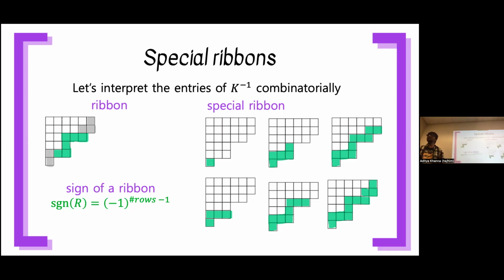So to each special ribbon, I can associate a sign. And a sign is basically you look at the number of rows, subtract one, and raise minus one to that power. So in this case, I have this ribbon occupying 1, 2, 3, 4 rows. 4 minus 1 is 3. Minus 1 cubed is -1. Same way you can find it for all of these, and you get these particular signs. Well, plus ones and minus ones. You know where this is going.